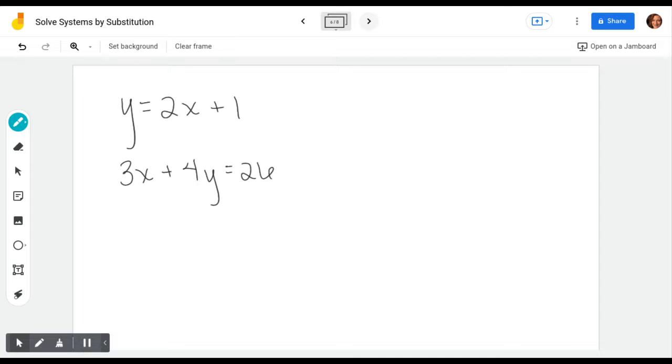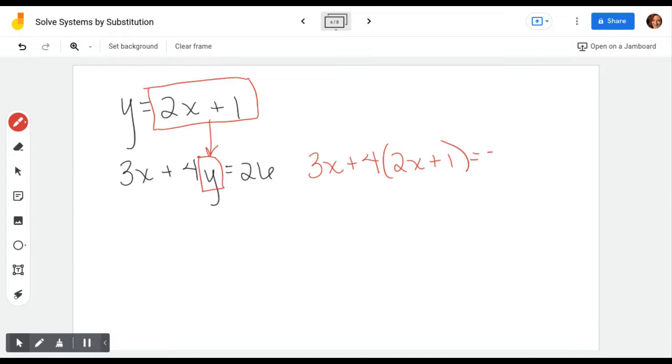y equals 2x plus 1, and then 3x plus 4y equals 26. Again, I don't need both equations to have a variable by itself. I've already got y by itself in that first one, so I'm going to take that expression for y, and I'm going to put it in for y in my other equation. So I'm going to rewrite that second equation as 3x plus 4, instead of times y, it's times this whole thing, 2x plus 1, and then equals 26. I'm going to do my distributive. So this becomes 3x plus 8x plus 4 equals 26.